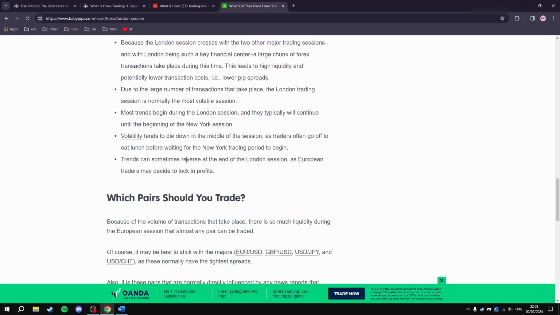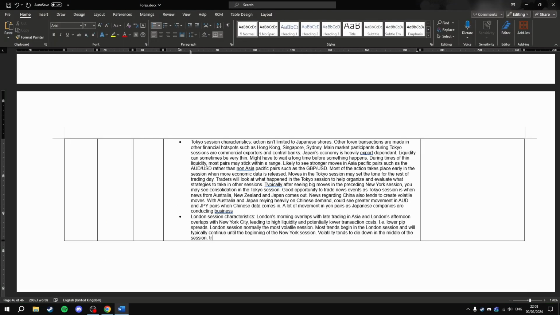Trends can sometimes reverse at the end of the London session, as European traders may decide to lock in profits.